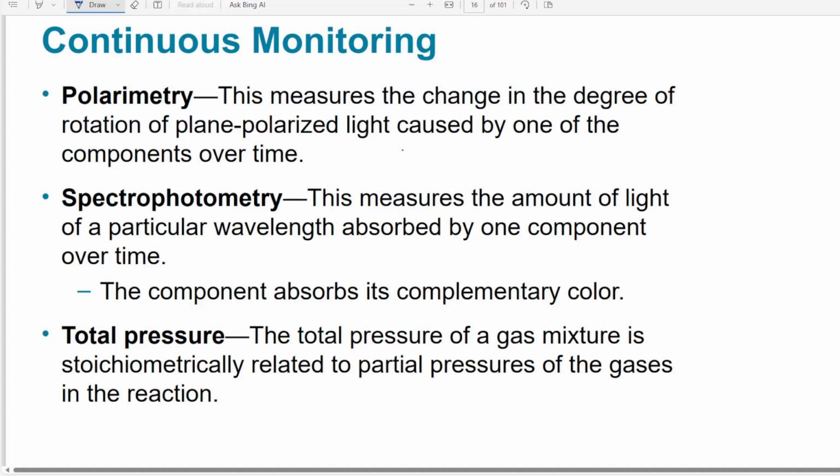The next technique is spectrophotometry, which measures the amount of light at a particular wavelength absorbed by one of the components, or it could even measure a light that's given off by one of the components. And the next and last is total pressure. The total pressure of a gas mixture is stoichiometrically related to the partial pressures of the gases in the reaction, as we saw in Chapter 6.